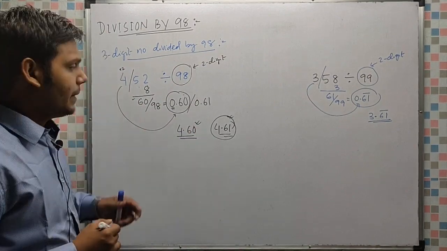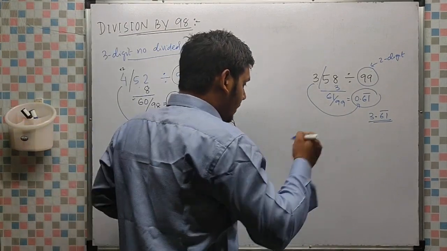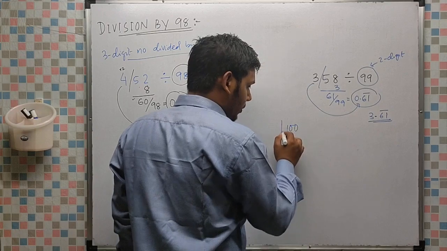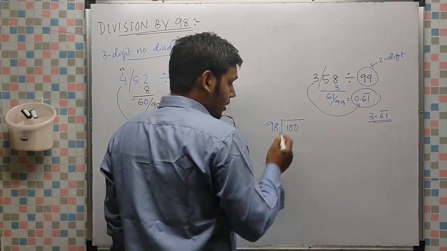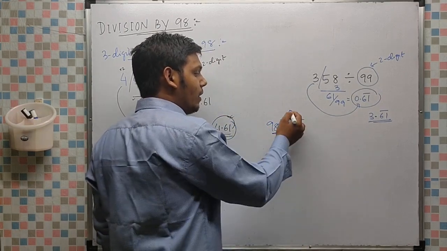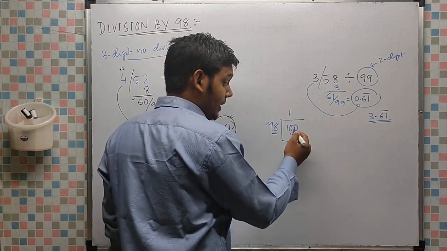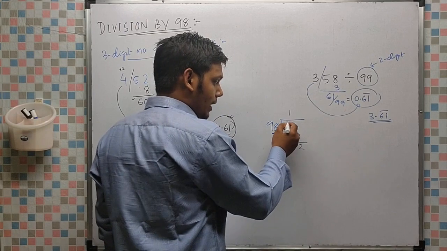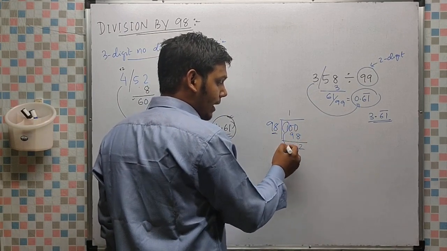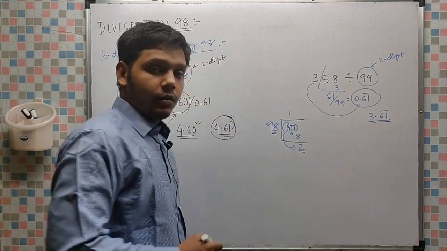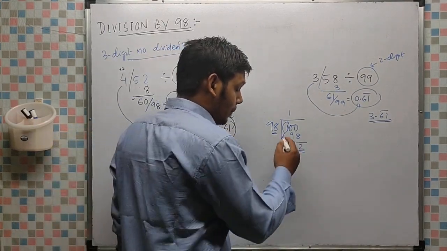Why am I multiplying by 2? See, if I am dividing 100 by 98, how many times can I take 98? One time I can take 98. So the remainder is what? 100 minus 98 is 2. The hundreds digit is 1 and the remainder is 2. The remainder is always 2 times the hundreds digit.